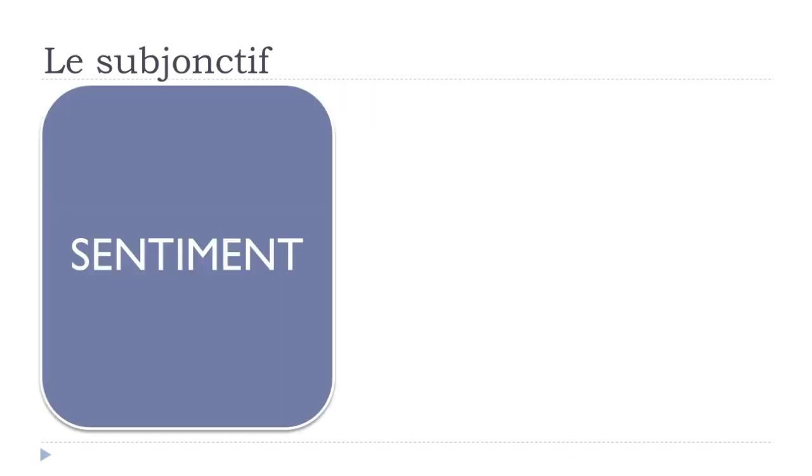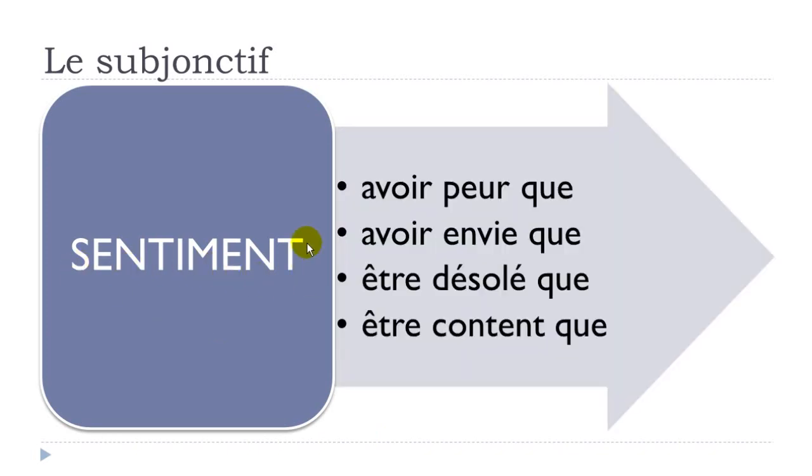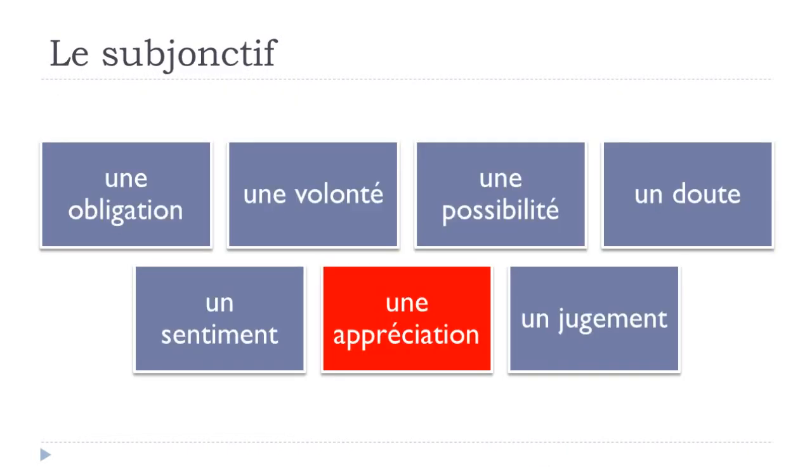Un sentiment, a feeling. So for this sentiment, let's see what we've got. We could have avoir peur que, to be afraid that. Avoir envie que, which could be translated as to want, to fancy. Être désolé que, to be sorry that. Être content que, to be happy, satisfied. For these structures, you should make a subjunctive after, so they should be followed by a subjunctive form.